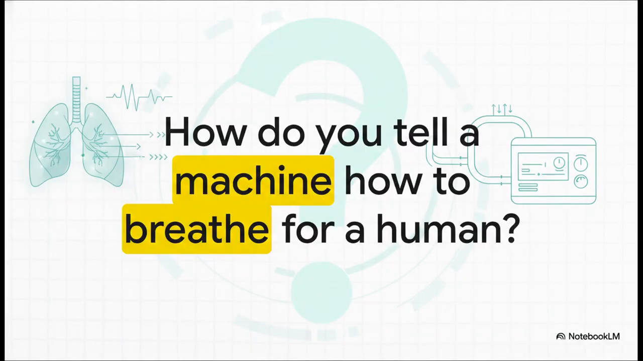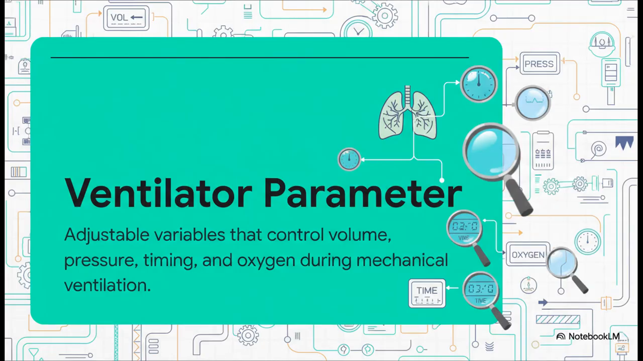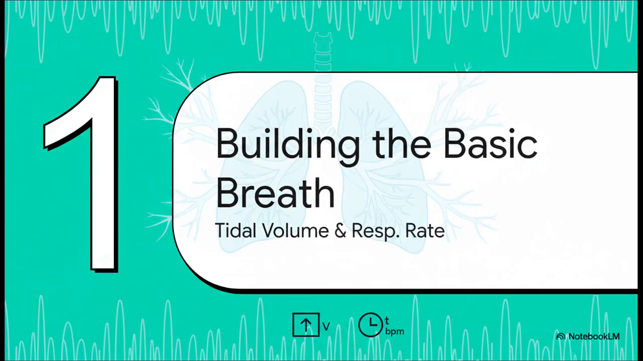When someone can't breathe on their own, we turn to a ventilator. But how in the world do you tell that machine how to deliver a breath that's safe, effective, and even comfortable for a person? Well, the answer comes down to something called ventilator parameters. The easiest way to think about them is like the dials and settings on the machine. Every single one controls a very specific part of the breath, and getting them just right is absolutely crucial for patient safety.